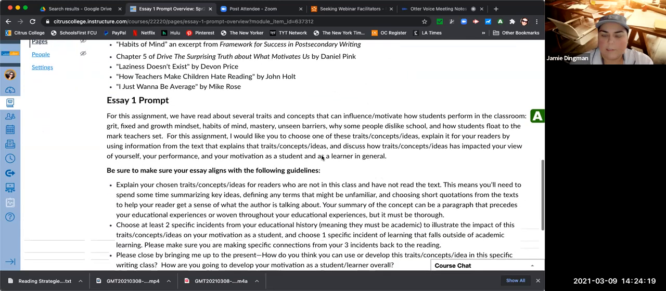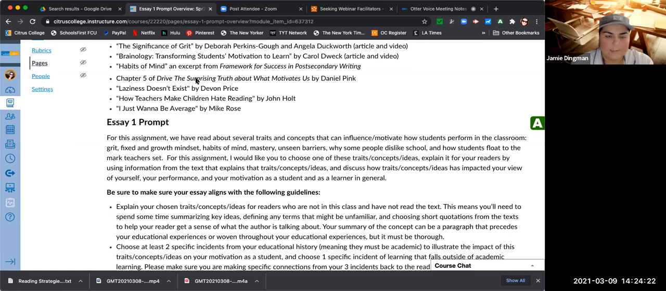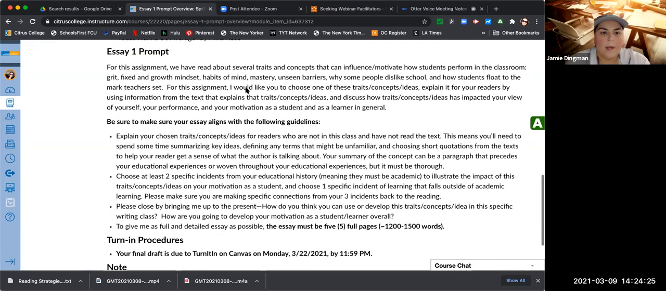So let's really look at the prompt and then we'll go back and discuss how you would discuss those readings in this essay. So for this assignment, we have read about several traits and concepts that can influence and motivate how students perform in the classroom. Grit, fixed and growth mindset, habits of mind, mastery, unseen barriers, why some people dislike school, and how students float to the mark teacher set. For this assignment, I would like you to choose one of these traits, concepts, or ideas and explain it for your readers by using information from the text that explains this trait, concept, or idea, and discuss how that trait, concept, or idea has impacted your view of yourself, your performance, and your motivation as a student or learner in general.